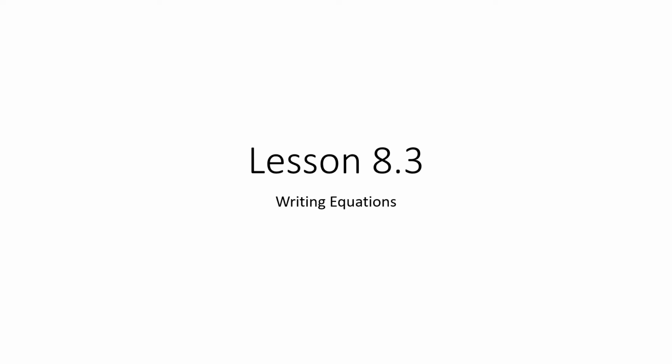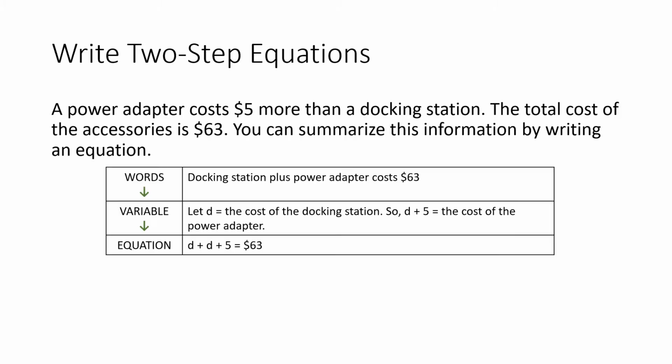So we've begun to figure out how to solve two-step equations, and now we're going to learn how to write them, which means that we're going to be doing word problems. We're going to be given a scenario, and we have to turn the scenario into an equation, a two-step equation, and then we're going to be asked to solve it. So let's go ahead and get right into this.